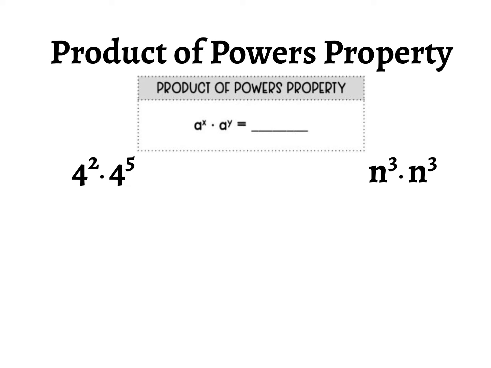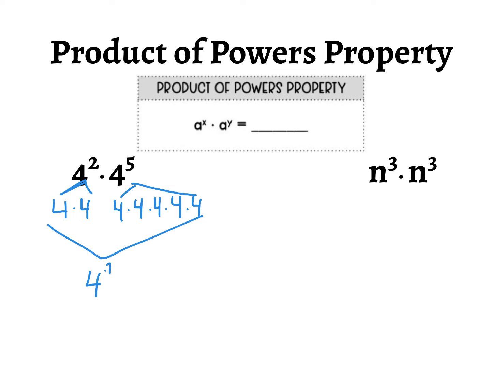Notice how in the previous example, we did 4 squared, which is 4 times 4, and 4 to the 5th meant we're multiplying 4 times itself 5 times. So 1, 2, 3, 4, 5. Because all of these numbers are 4s, we can group all of them together and say we're multiplying 4 times itself a total of 7 times. 4 to the 7th power.